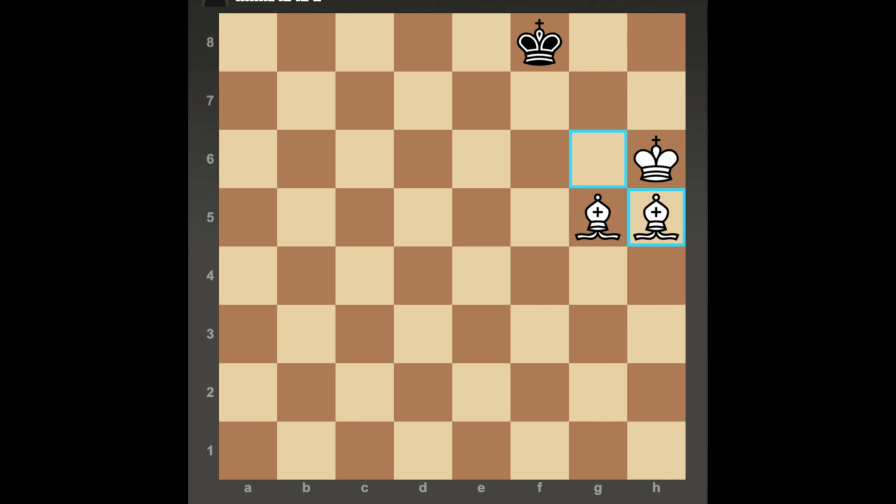This is a waiting move. Now why we played this waiting move? Because had we played it like this, that would have been a stalemate. So be careful. That's why this waiting move has been played.